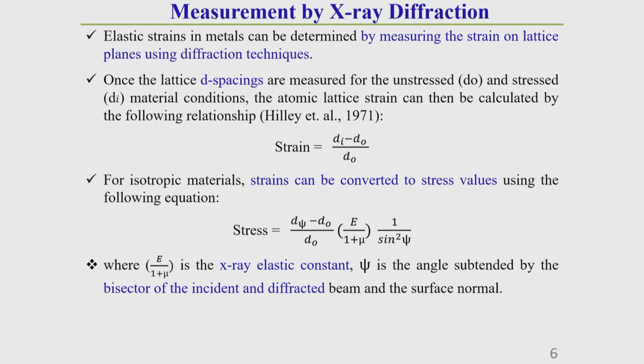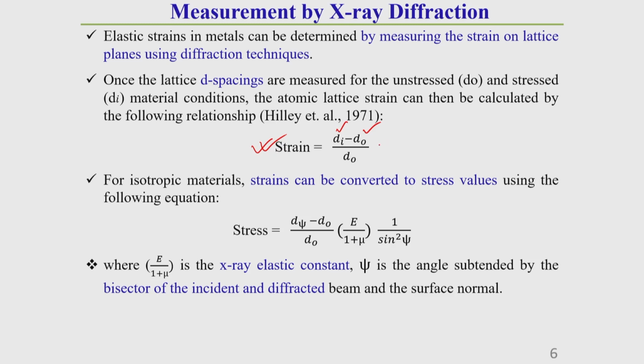Let the stress-free specimen have a d spacing d0 and let the stressed specimen have a d spacing di. Once we know di and d0, we can easily find the elastic strain between the two lattice planes, which is (di minus d0) divided by d0. This is the strain due to the residual stress present inside the specimen. Once we know this strain, we can find the stress value, and for that there is a relationship.